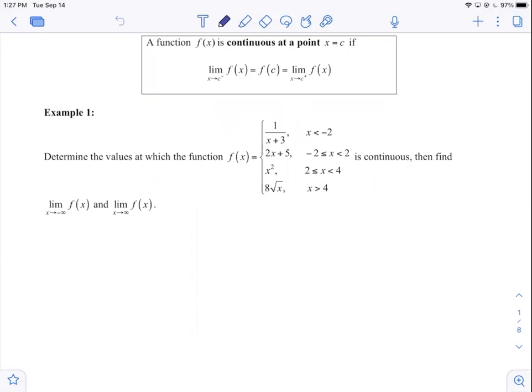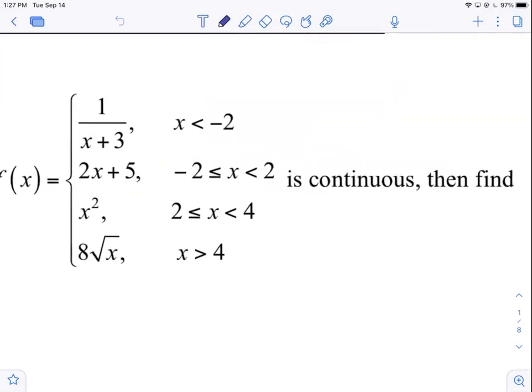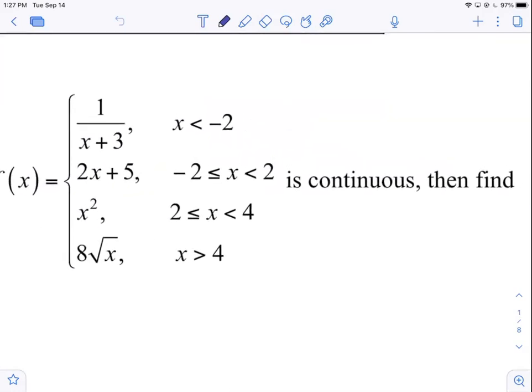Determine the values at which this function is continuous, and then find the end behavior limit. So first thing you want to do if you're talking about the continuity of a piecewise function, and you're not given directions here, it's a project. You have to do it on your own. Look at the pieces first. The pieces are 1 over x plus 3, 2x plus 5, which is a line, x squared is a parabola, and the square root of x, which is a parent function.